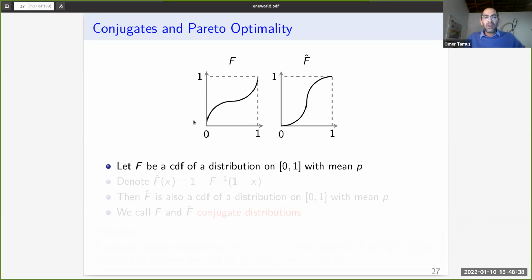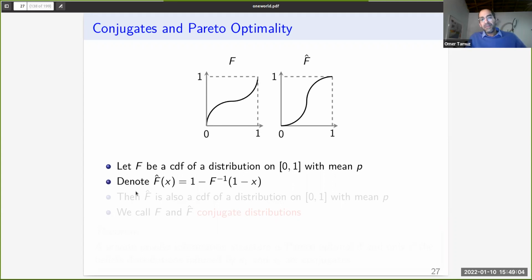And here I also have a question for the crowd. So here's something that seems completely unrelated. I'm going to let F be the CDF of a distribution on 0, 1 with mean P. So I have some cumulative distribution function of a random variable that takes values on the interval 0, 1. So the CDF of a measure on the interval 0, 1.